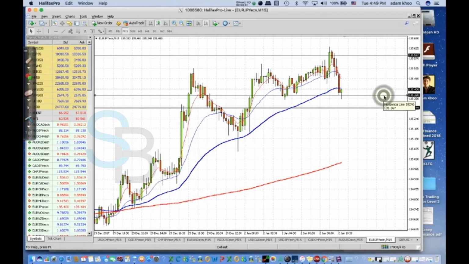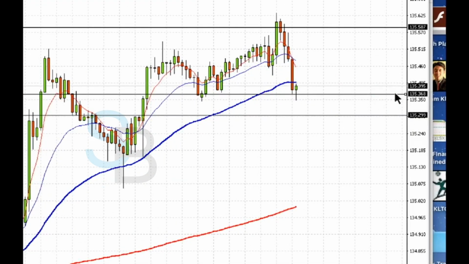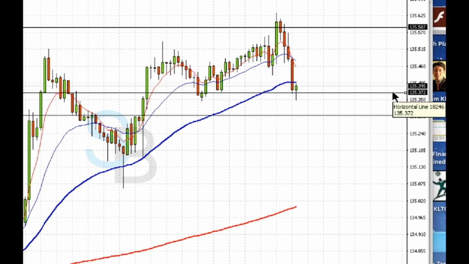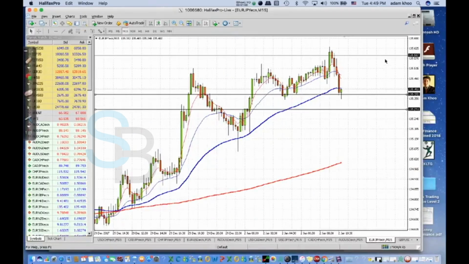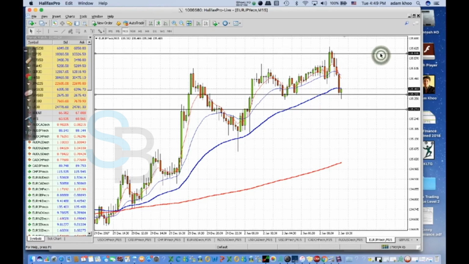I could put a limit buy order somewhere right below there, 135.37. Stop loss 8 pips below, 135.29. And my profit target could be double of that.